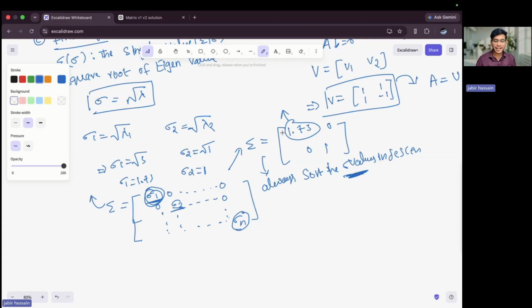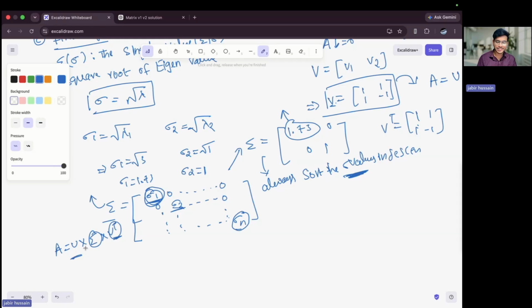So we got the second piece now. Up from our equation U cross sigma cross VT, we got V, and from V we can easily get VT. VT is nothing but 1 1 and 1 minus 1. As simple as that. So we got VT, and we got sigma.